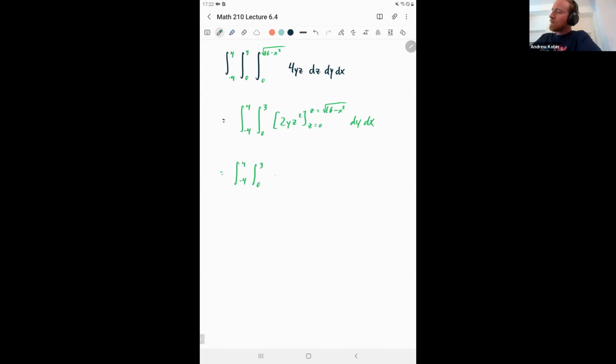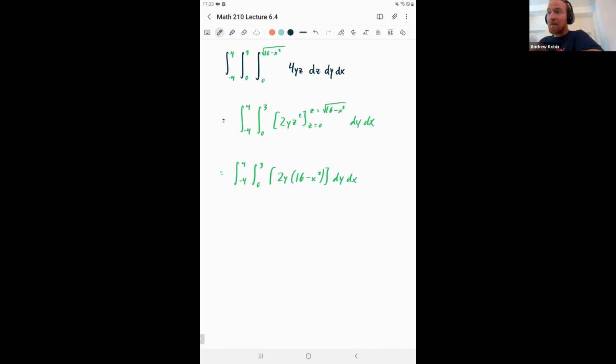0 to 3. It's going to be pretty nice because when I plug in this square root expression, z is going to square it, and I'll get 2 times y times just what's under the radical raised to the 1. If I plug in z equals 0, that gives me 0 for the whole expression. So we're done, at least with the dz integral. Notice that we dropped one variable out by integrating it out. We're down to a double integral of a 2-dimensional function.